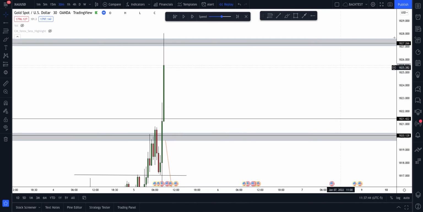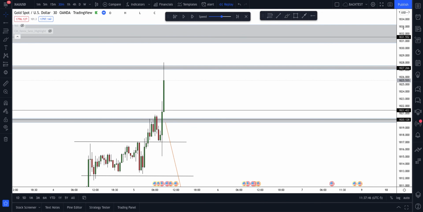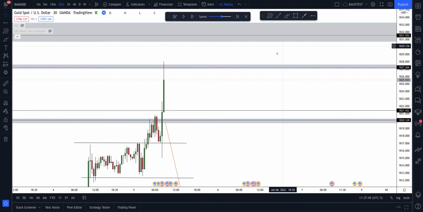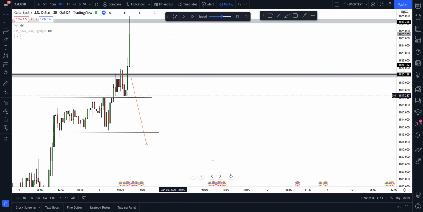So now this is what I want to look at. I want to see price trying to reject from this area and go down, right? For a sell, I would say, for a safe trade, I want to see price close below here, below the zone. That's what I would sell.